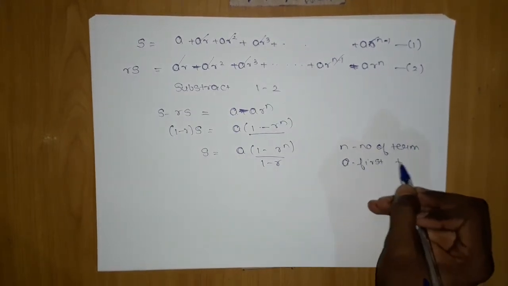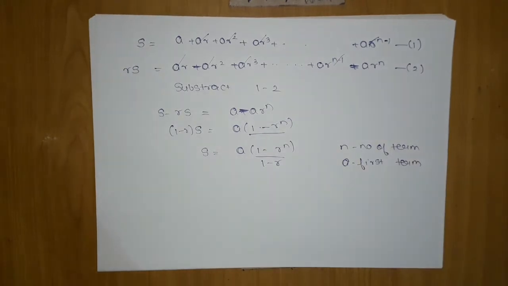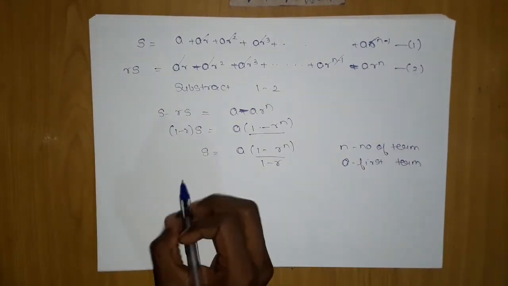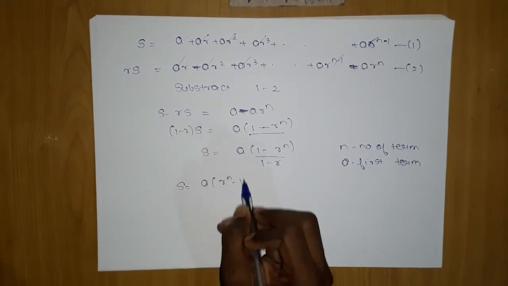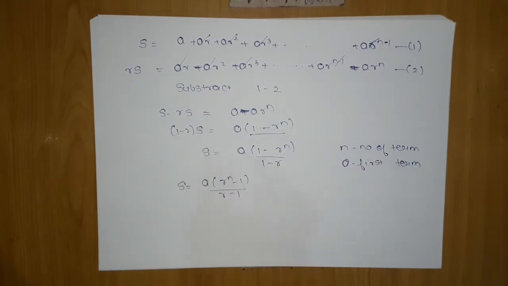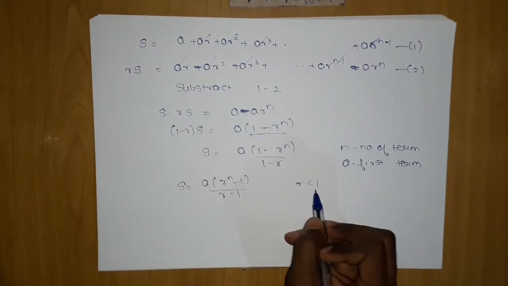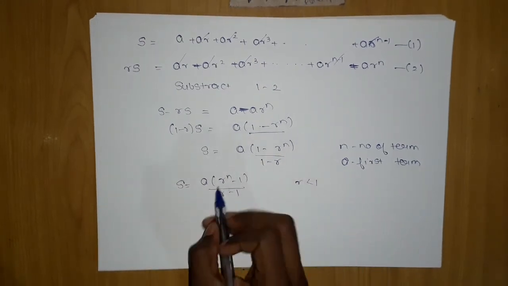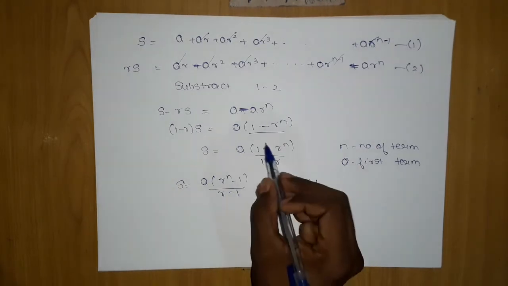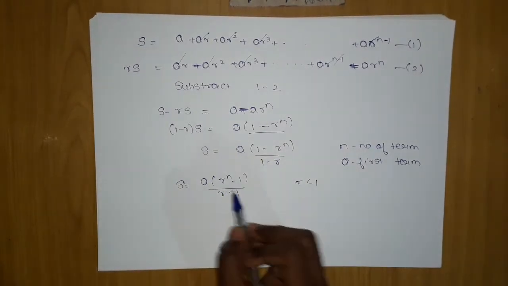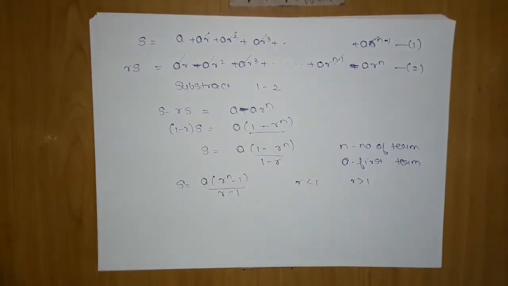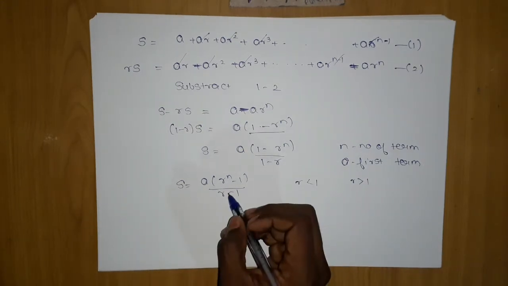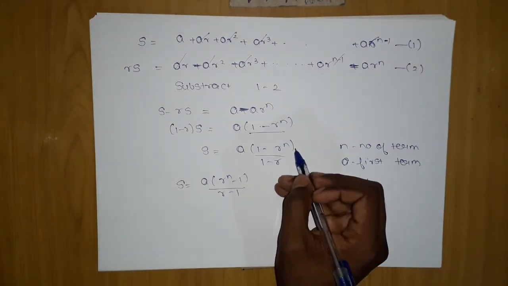Now you will see that there is one more modification of this formula, which is R to the power n minus 1 upon R minus 1. This formula is just for understanding. If you get R less than 1, then you can use this formula, while if you have R greater than 1, you use the other formula just to avoid the negative sign, just to make the calculation easy. How did this formula come? Divide and multiply by minus 1 on both sides.